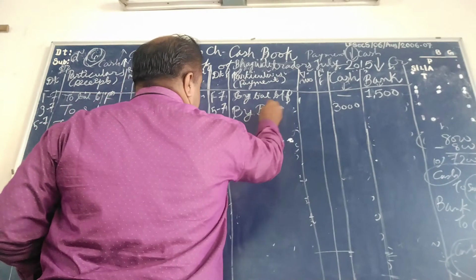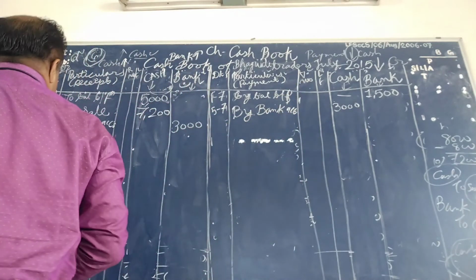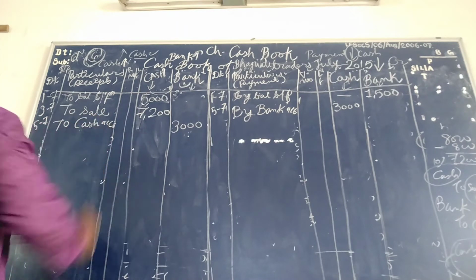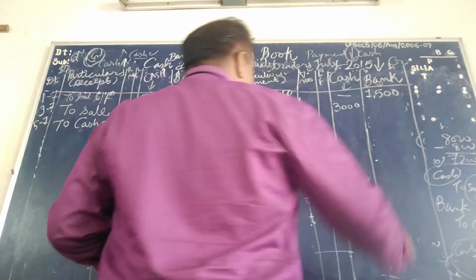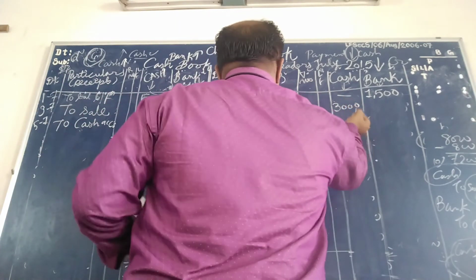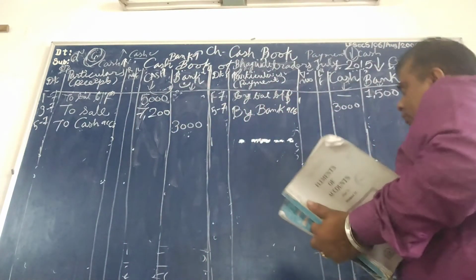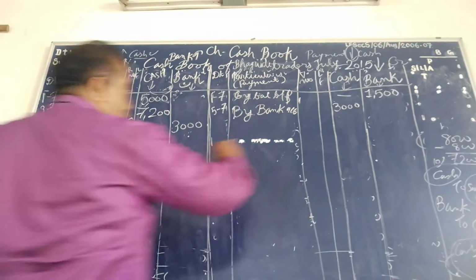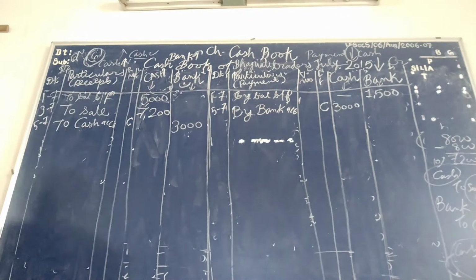By bank account. Bank balance is increased because we deposited cash in the bank, so that's why we write here cash. And here cash goes out because we deposited in the bank, so the bank account will be here on the credit side. Okay, we write here bank account. Now, we write in the ledger folio column C because it is a contra entry.